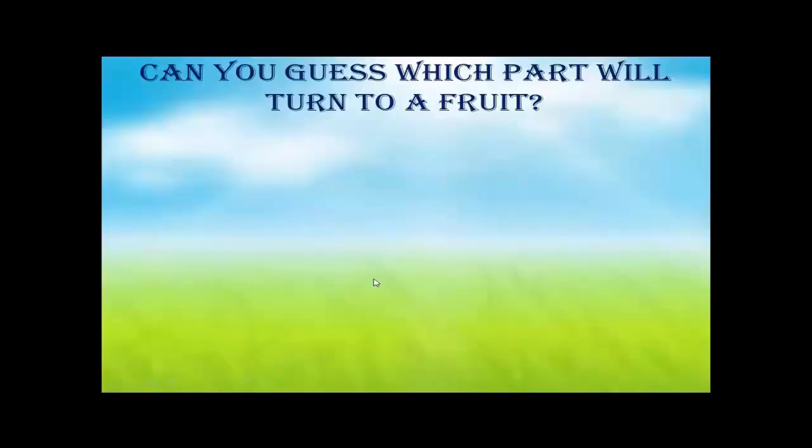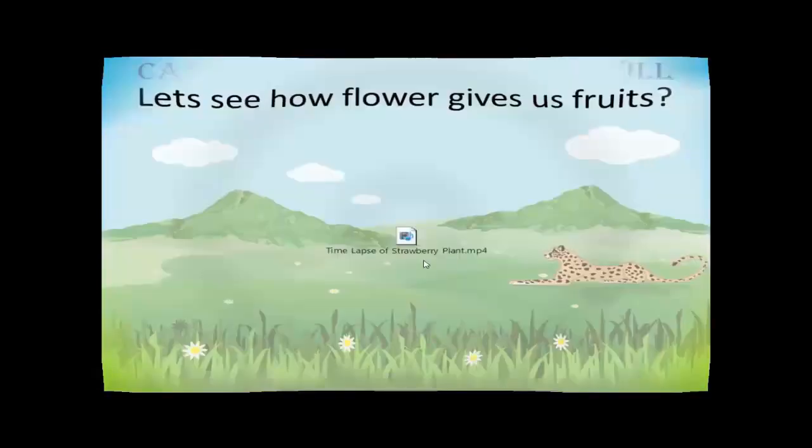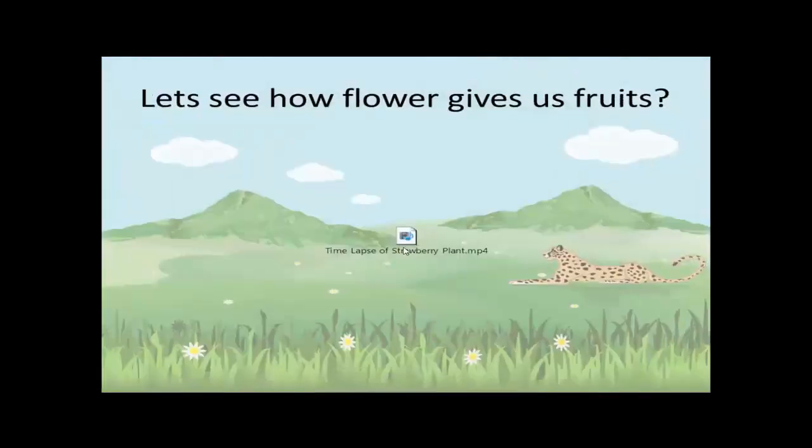Can you guess which part of the plant will turn to fruit? Fruit doesn't grow by its own on the plant. There is a part in this plant that will turn into fruit. Guess, guess, guess. Excellent, it is the flower. The flower after a while grows and turns into a fruit. And here we have a video of a strawberry flower that turned to a strawberry fruit.